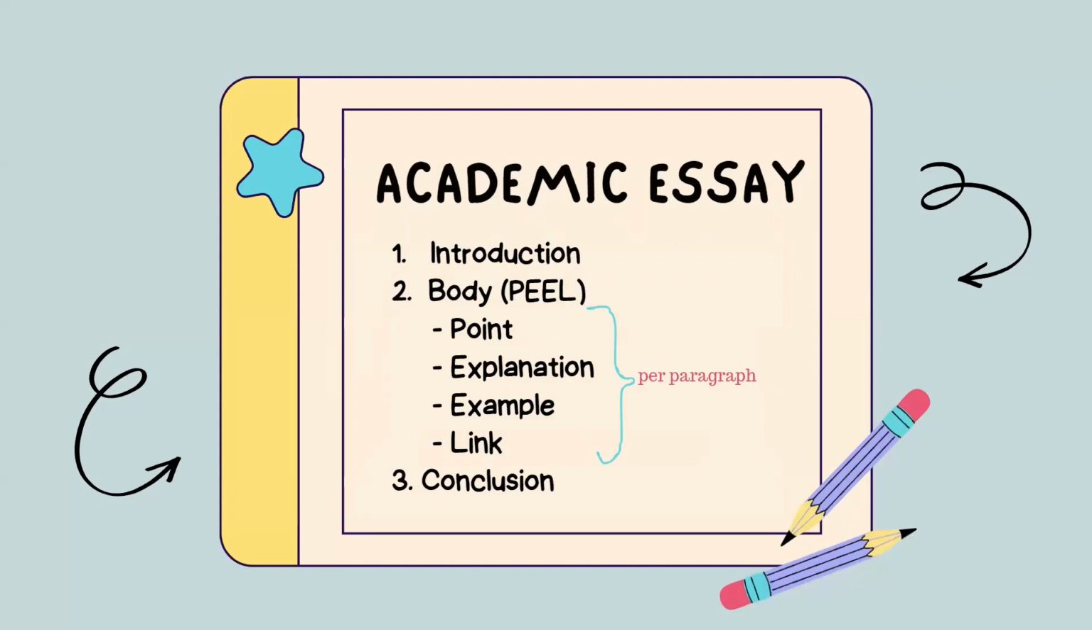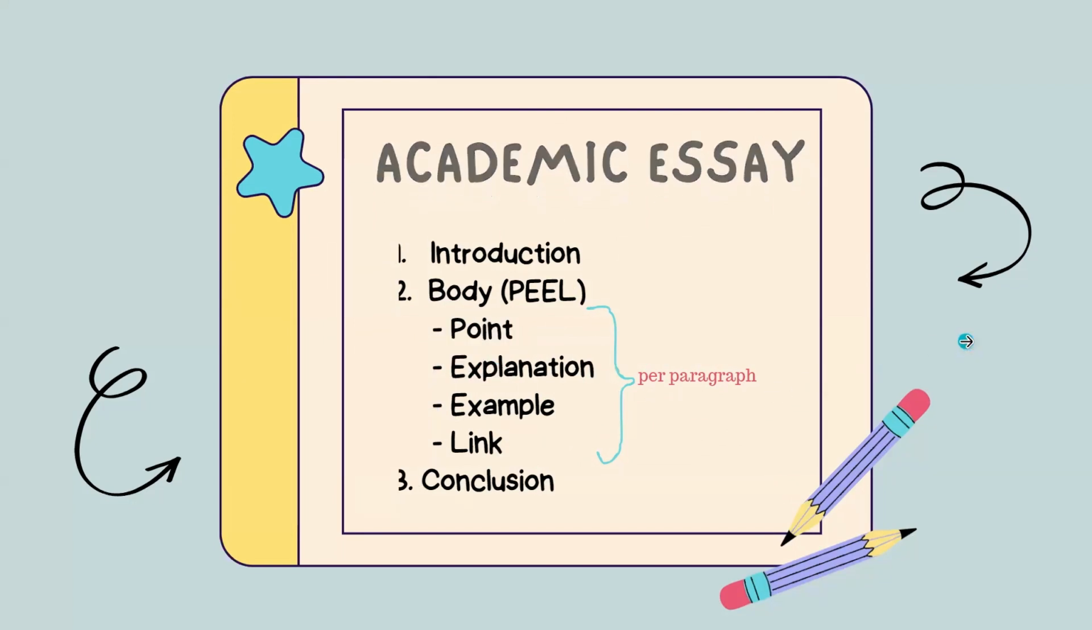For an academic essay, it includes the introduction, body, and conclusion, just like every other essay you've done, narrative and descriptive. But now it's an academic essay in which you use the Peel method to back up an argument. All right, so point, explanation, example, link is the Peel method. For each paragraph that you have in your academic essay, you would put in the Peel method. I'll show you a template of this.